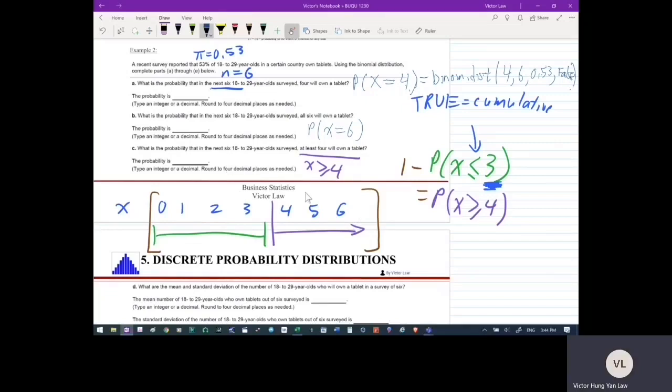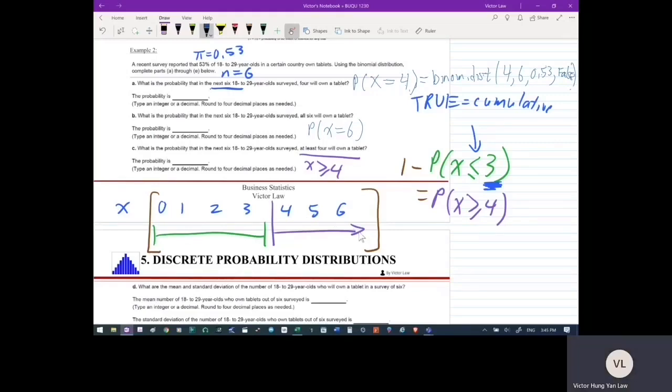And in the question, what we're asked to calculate is the probability of at least 4 people owning a tablet. We want to find out the probability of X greater than or equal to 4. So from a diagram perspective, how we can calculate the probability of X greater than or equal to 4 is we can add up the probability of 4, probability of 5, and probability of 6. We can add up these 3 probabilities, and that will give you the probability of X greater than or equal to 4. So that's the first way to calculate.